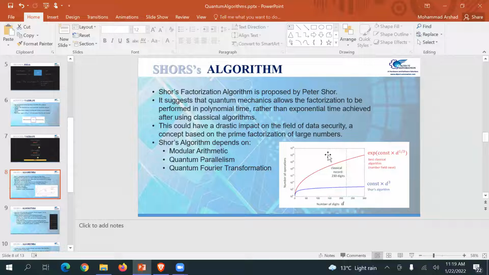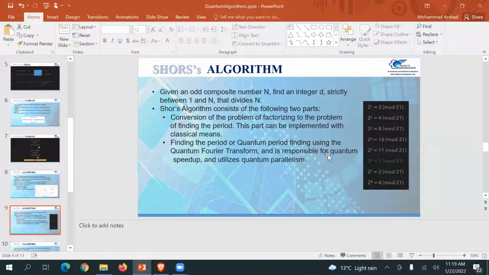So let's understand the whole idea behind it. The algorithm is given an odd composite number n. We have to find an integer strictly between 1 and n that divides n. So if you have a number, let's say 15, we have to find an integer such as 3 which divides n. The prime factors of 15 are 3 and 5. So we have to find some integer which divides 15. 3 divides 15 and 5 also divides 15.